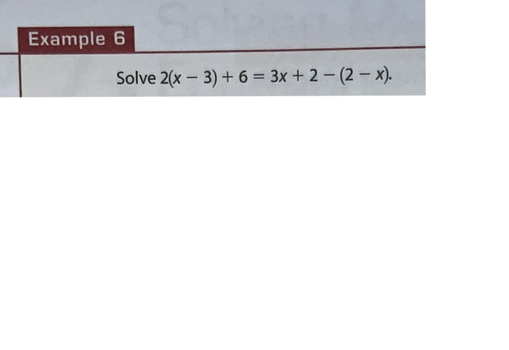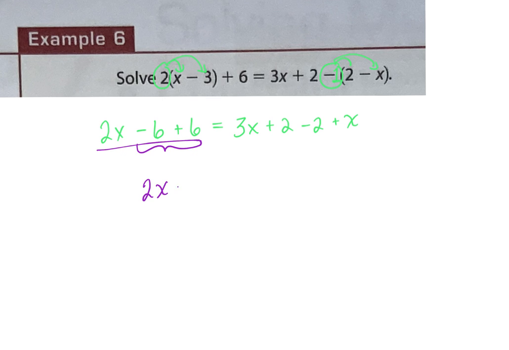All right. We're going to distribute my 2. 2 times x. 2 times negative 3. And then plus 6. Then we have 3x plus 2. I am distributing a negative 1 here. Negative 1 times 2. Negative 1 times negative x. All right? Combine your like terms. On this side, my like terms are negative 6 and positive 6, so I just have 2x. Over here, I have 2 and negative 2. That is 0, so I have 3x plus 1x is 4x.